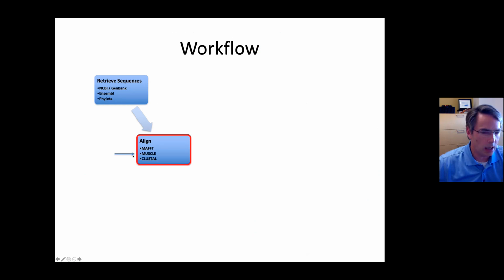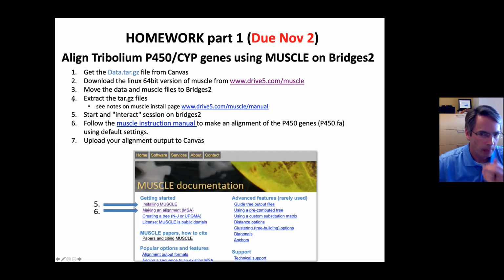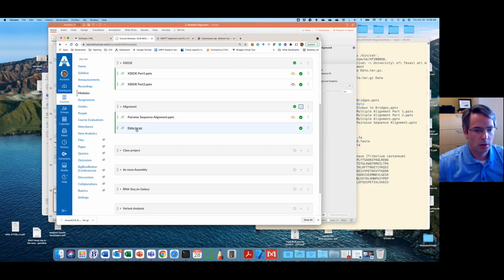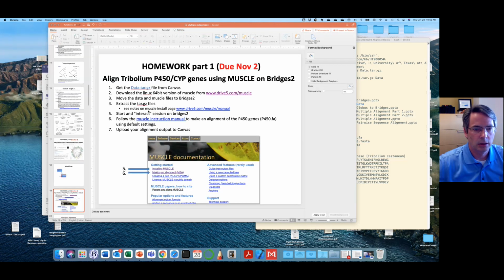So this is the stage that we're at, and we're going to use the MUSCLE aligner. How are we going to do that? Well, this is the breakdown, and we're going to actually work through that in class today, but just quickly go over it. The data.tar.gz file, I showed you that in Canvas back at the beginning, right? That's this one. Okay, so you'll want to download that.